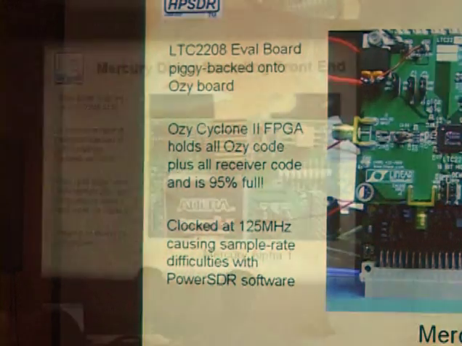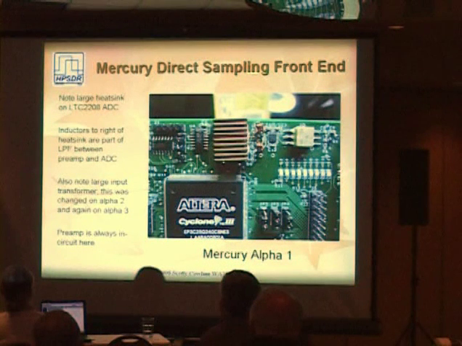It was clocked at 125 megahertz. Well, this caused some problems with PowerSDR because it expects a multiple of 192 kilohertz for its sample rate. So it worked, but you get some pops and some disconnects. So we opted on the future run to switch this frequency to a multiple of 192 kilohertz. I believe we use 640 times, so it's 122.88 megahertz, the standard frequency.